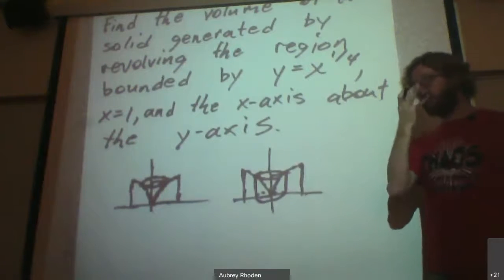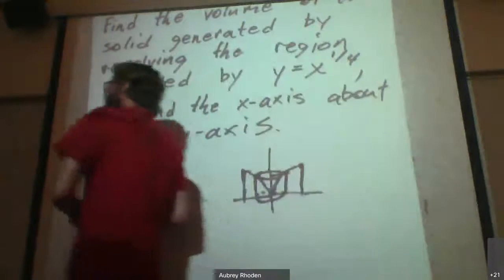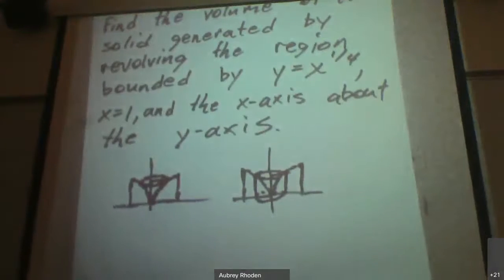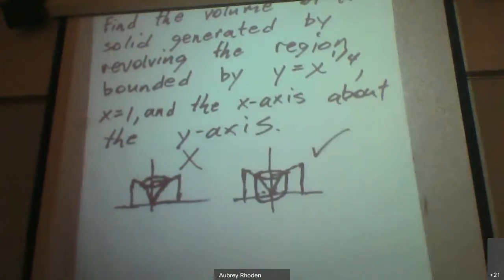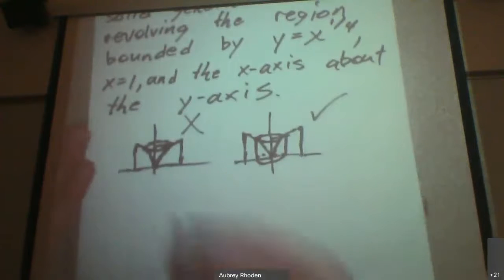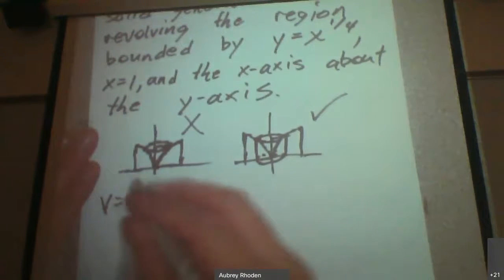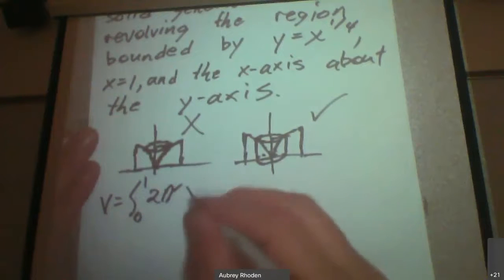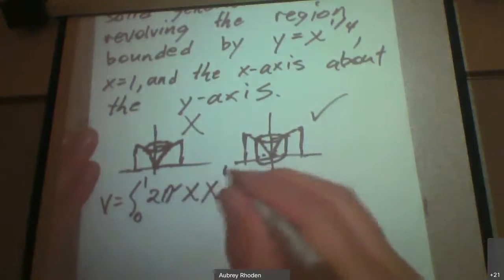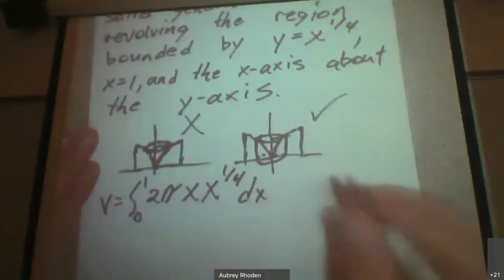You can do it with the disk, but it's going to be nasty. So we're not going to go with the disk method. We're going to go with the shell method for this problem. All right. So the volume associated with this one would equal the integral from 0 to 1 of 2 pi x, and then x to the 1/4, an integral with respect to x.